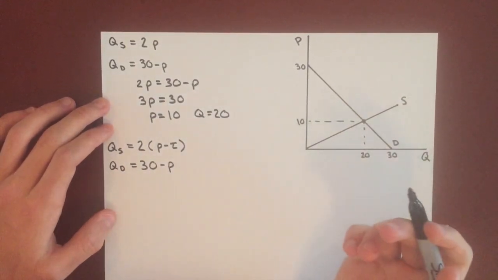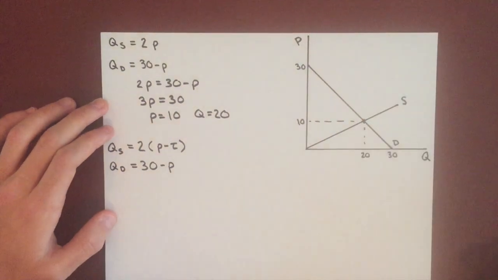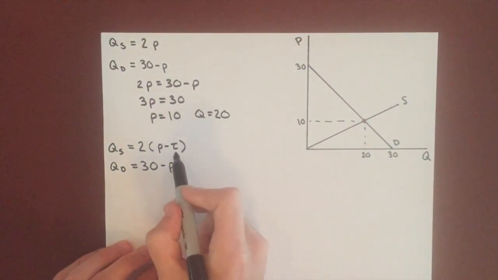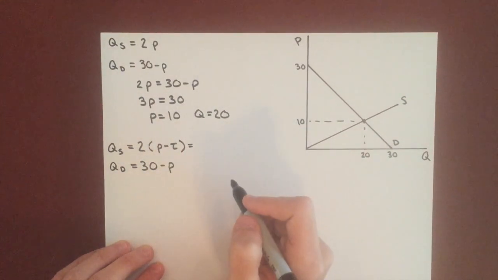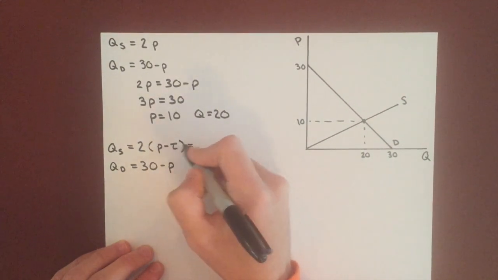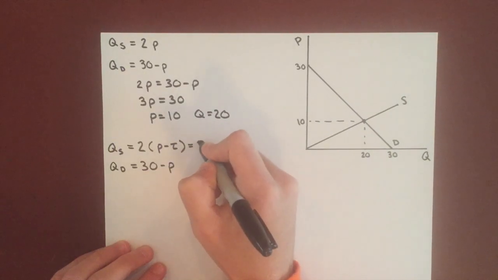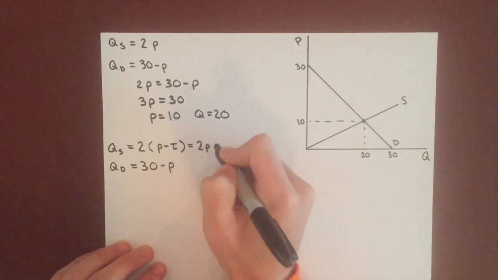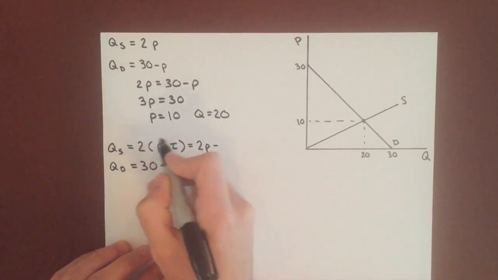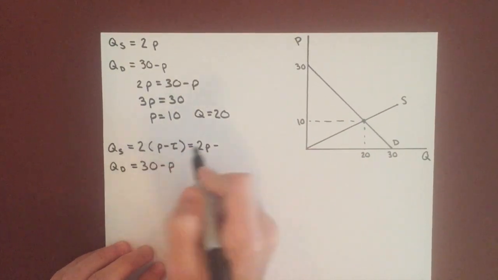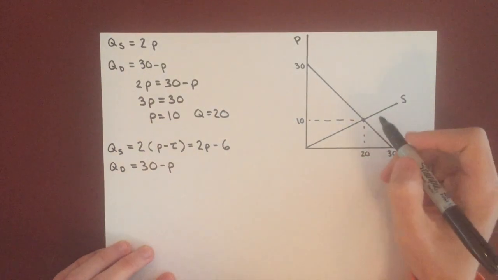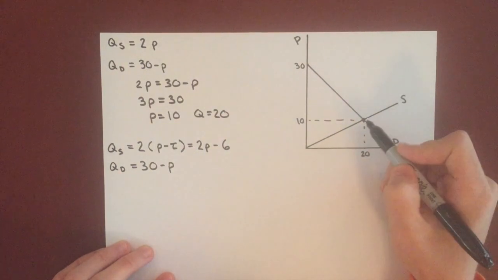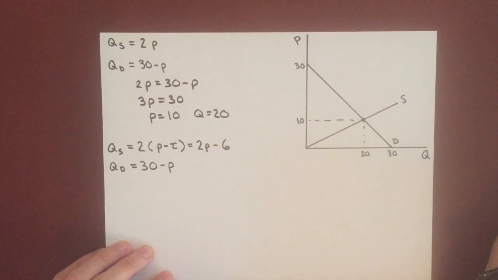So how does this change the look of our graph? It'll shift it by the amount of the tax. So we said that this tax would be 3. So we have 2p, and then we'll distribute this. 2 times 3 will be the new tax, so it'll be minus 6. And that'll actually shift this S upward by 6.